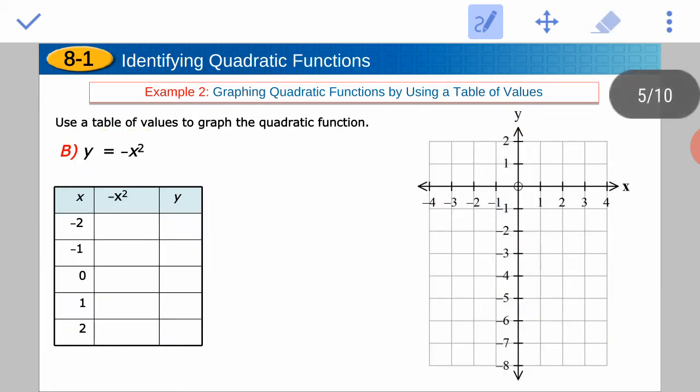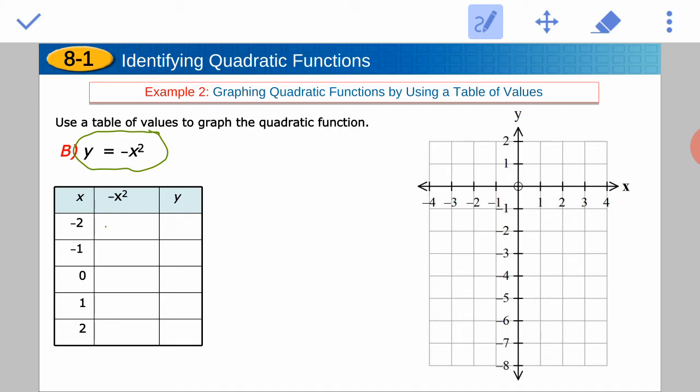Another part guys, graph the quadratic function y equals negative x squared. Again guys, you can do the substitution mentally or you can use your calculator. There is a table mode in your calculator. You can write down the function y equals negative x squared and enter the start point and the end point, and the calculator is going to give you all the output values. But if you are fine with mental math, you can do it mentally.